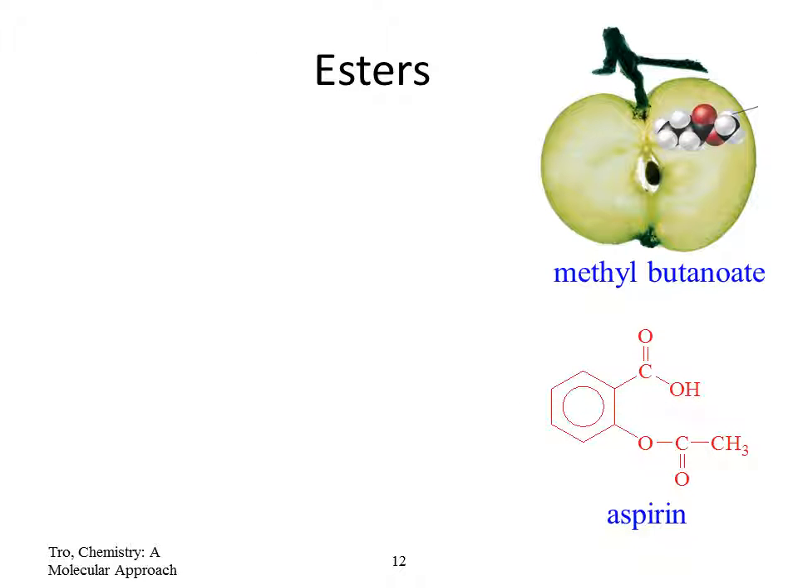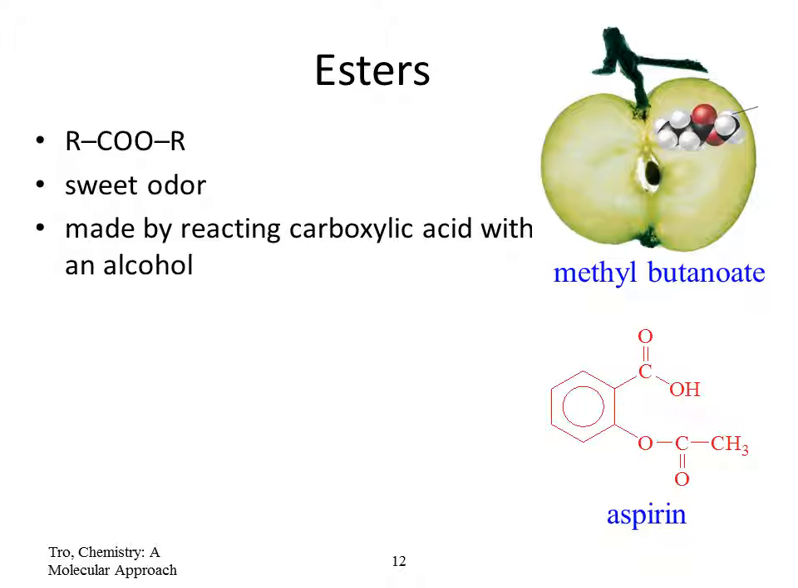Okay, now we'll talk about esters. Esters are given the formula COO. If you see a COO, then that means it's an ester. It gives a very good smell. You can make it by reacting a carboxylic acid and an alcohol. The OH from the carboxylic acid and the H from the alcohol will combine and form water, and the others will combine and form the ester.